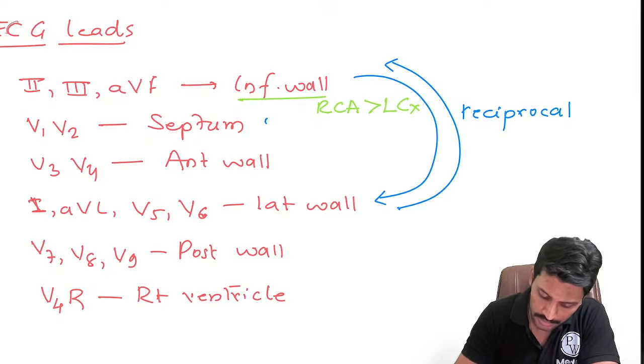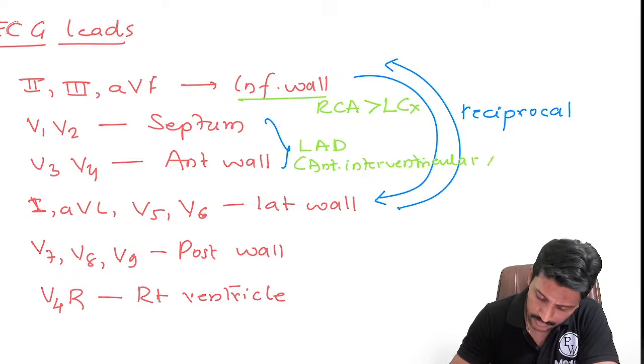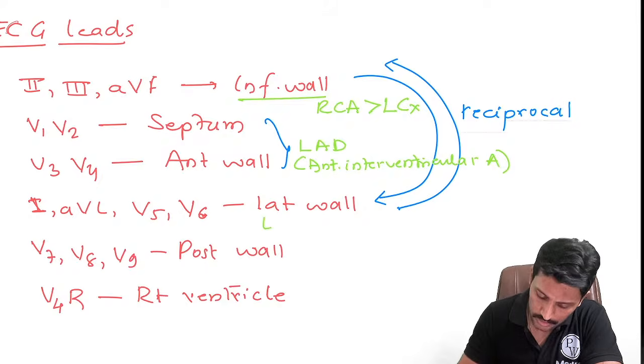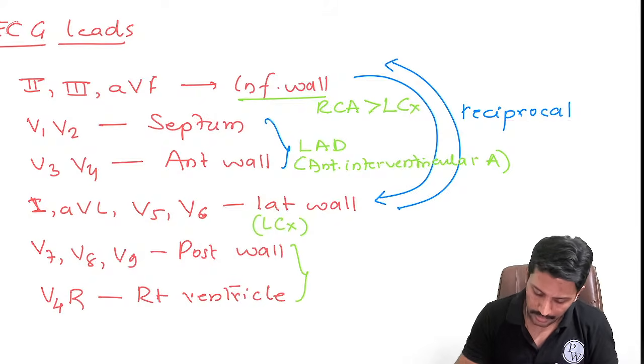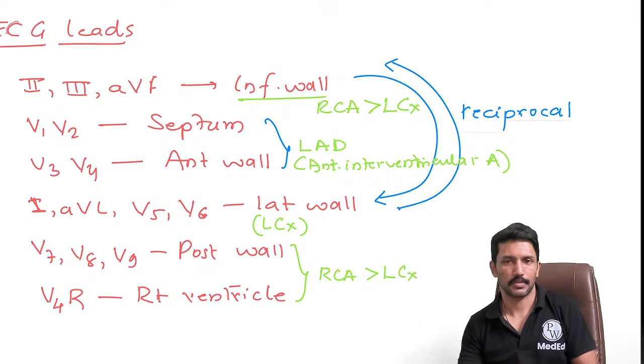The septum and anterior wall get their blood supply from the left anterior descending artery, which is also called the anterior interventricular artery, because it is running in the groove between the two ventricles. The lateral wall receives blood supply from the left circumflex. The posterior wall and right ventricle receive blood supply from the right coronary artery and a little contribution from the left circumflex.